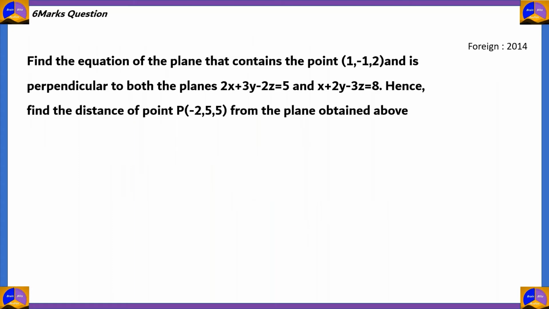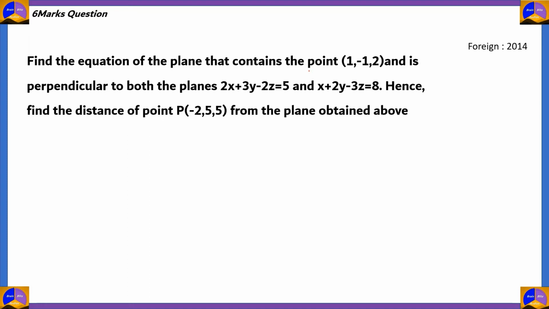Find the equation of the plane that contains the point 1, minus 1, 2, and is perpendicular to both the planes 2x plus 3y minus 2z equals 5, and x plus 2y minus 3z equals 8. Hence, find the distance of the point P (minus 2, 5, 5) from the plane obtained above. So first, you have to obtain a plane, then we have to find the distance of a point P from the plane obtained above.